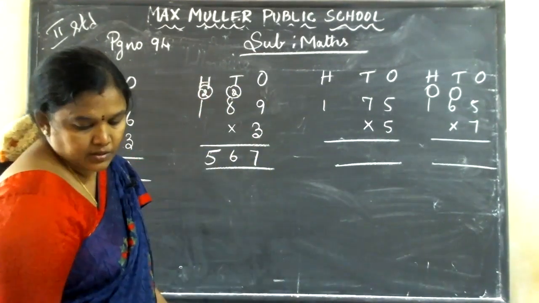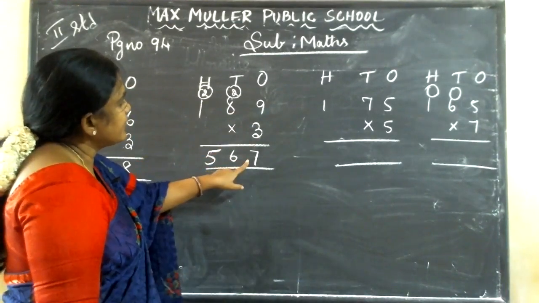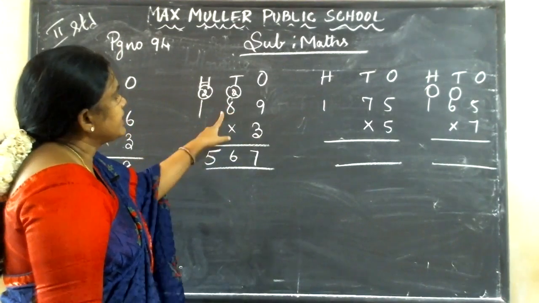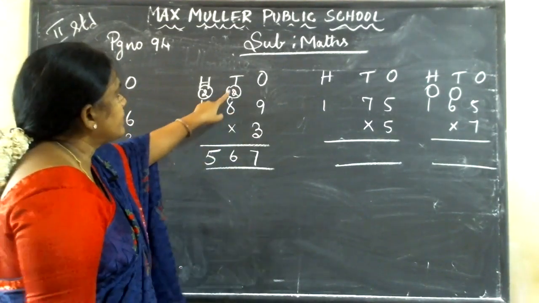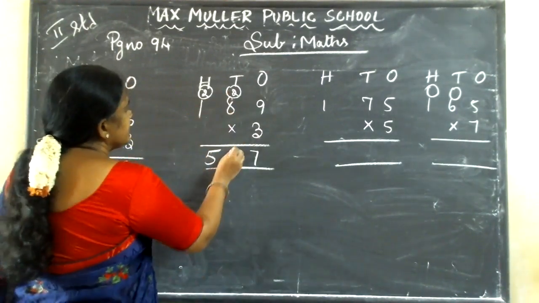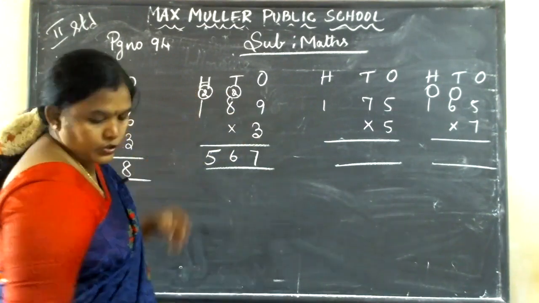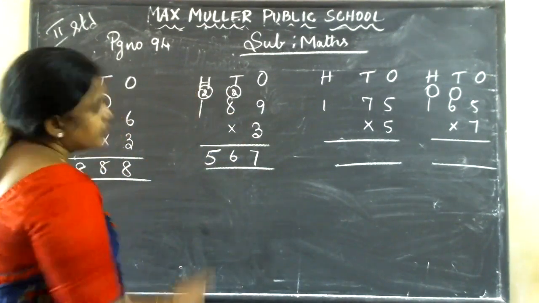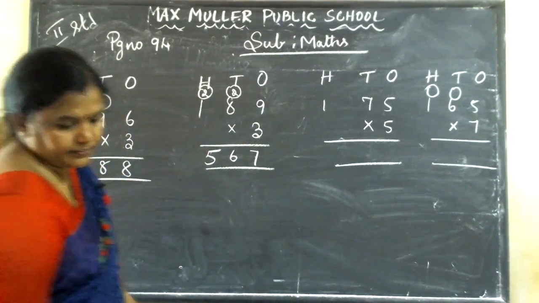567. 3 1s are 3, 3 9s are 27. 7 we write, children. 2 carried to tens column. 3 8s are how much? 24. 24 plus 2, 26. 6 you write here. 3 1s are 3 plus 2, how much, children? 5. 567.